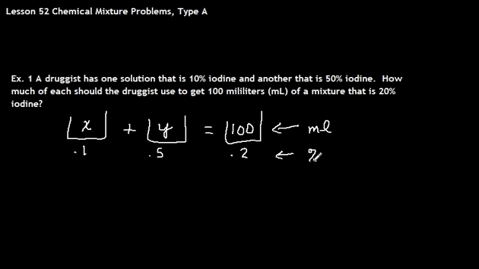So we're going to write two equations with our two unknowns. The first equation, you just go straight across the top. So we have X milliliters plus Y milliliters equals 100 milliliters. The second equation is kind of like when we do coin problems and we have the value equation. We multiply what's under the bucket with what's in the bucket, and so on. So we have 0.1X plus 0.5Y equals 0.2 times 100.